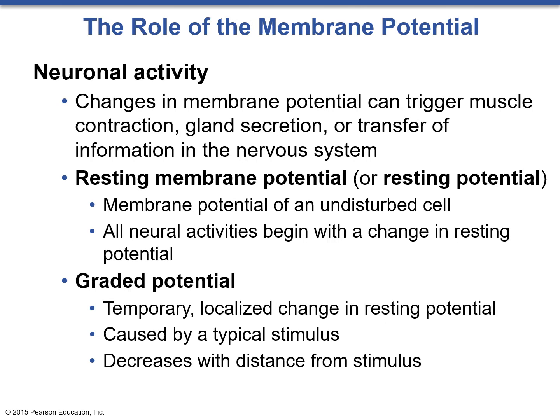This is where we start to get into neuronal activity and how membrane potential can change from beyond just a resting membrane potential. Changes in membrane potential can trigger muscular contraction, gland secretion, or the transfer of information in the nervous system. We know the resting membrane potential that we've already talked about, negative 70 millivolts. This is the membrane potential of an undisturbed cell, and all neural activities begin with a change in the resting membrane potential. And this is initiated typically by a graded potential. A graded potential is a temporary, localized change in the resting membrane potential caused by a typical stimulus, and it decreases with distance from the stimulus.